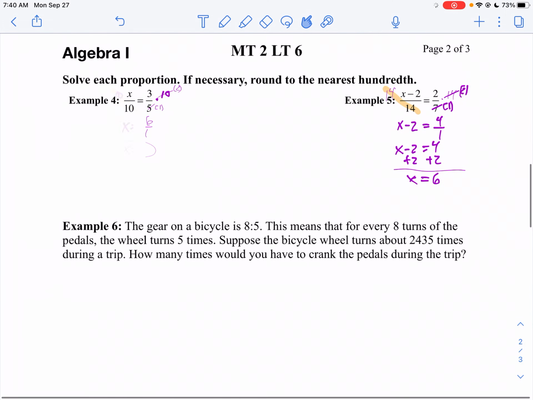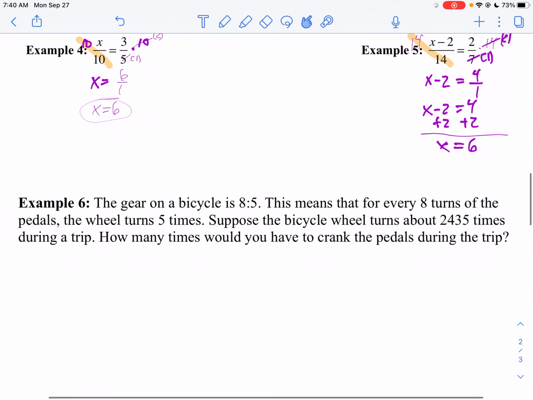Let's take a look at an application problem, example 6. It says the gears on a bicycle is 8 to 5. That means for every 8 turns of the pedal, the wheel turns 5 times. Suppose a bicycle wheel turns about 2,435 times during a trip. How many times would you have to crank the pedal during your trip?